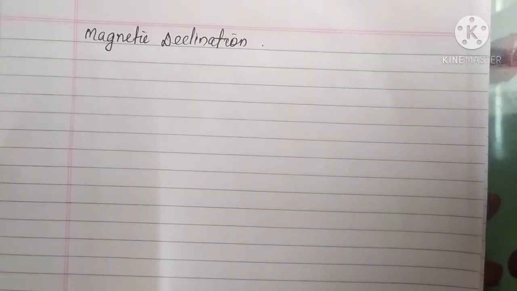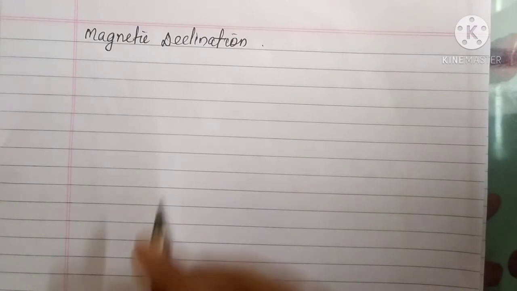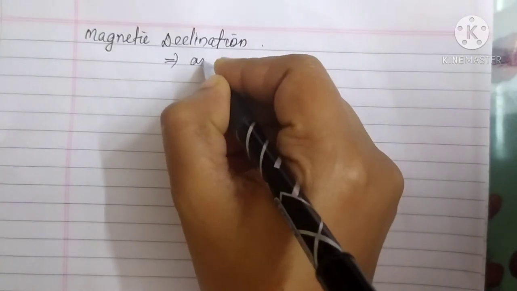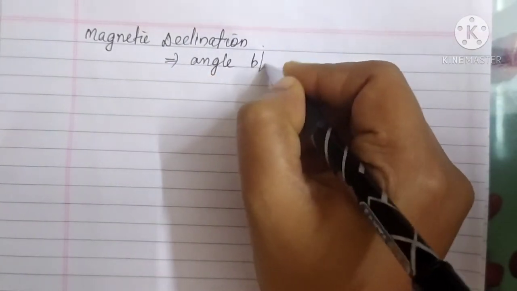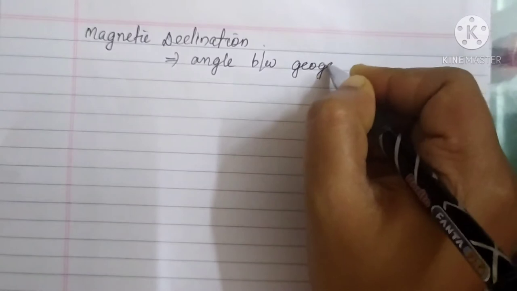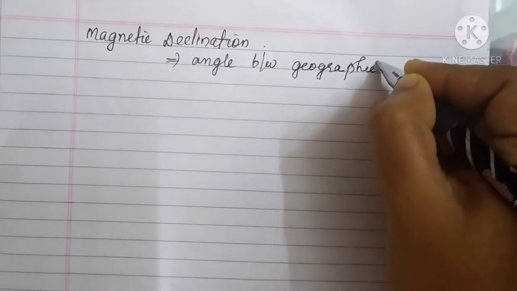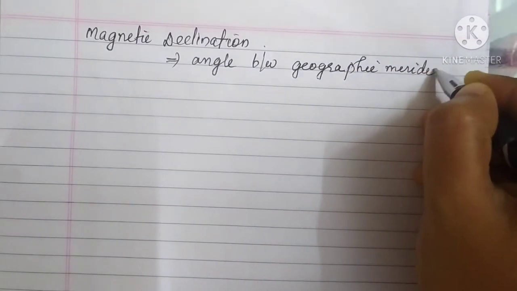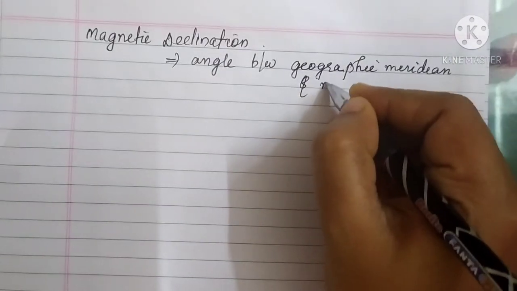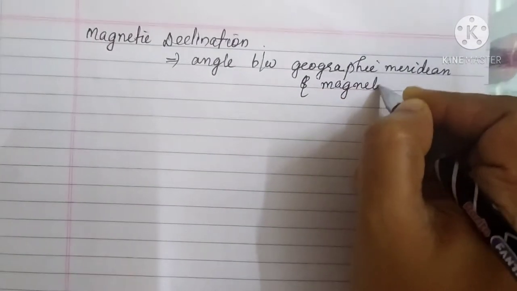So we will start with magnetic declination. Magnetic declination is simply an angle. Okay. So simply, declination at a place is the angle between the geographic meridian and the magnetic meridian. So it is the angle between the geographic meridian and the magnetic meridian.